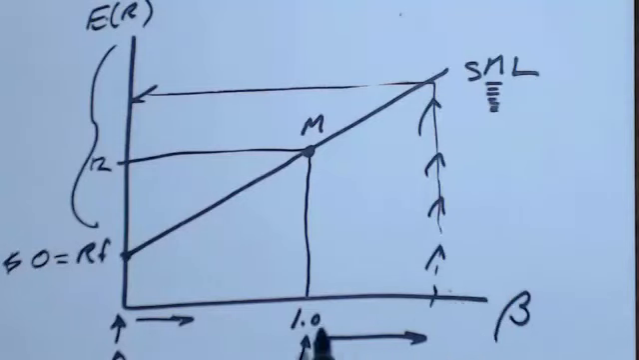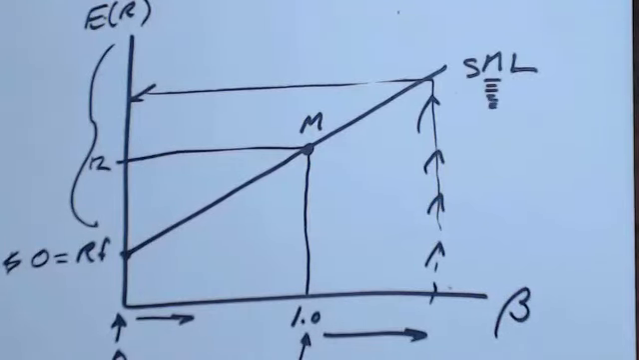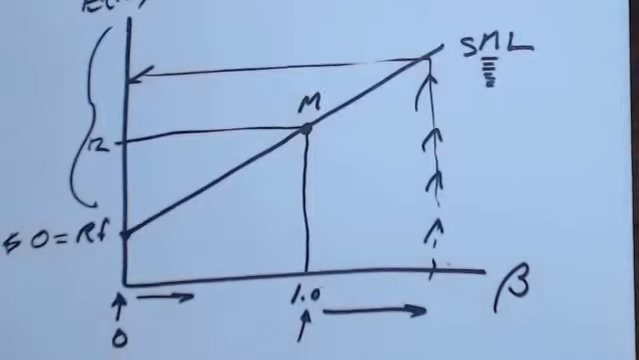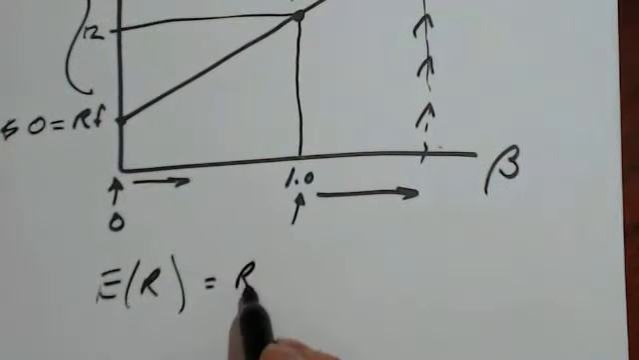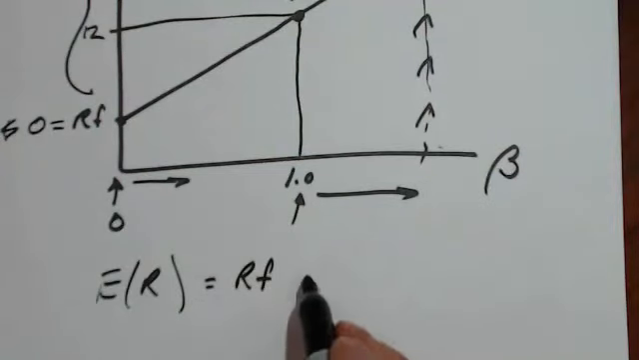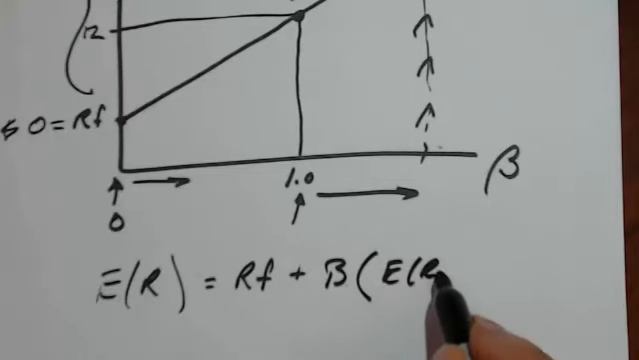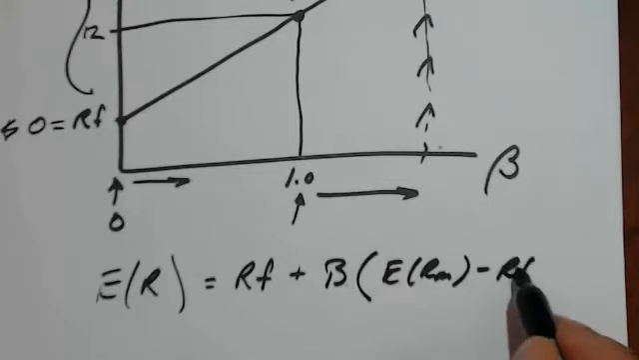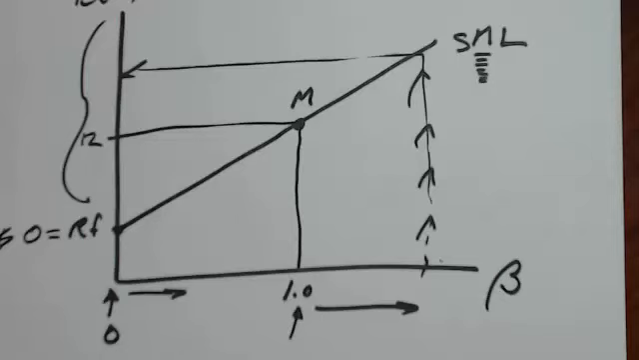So this tells you the more systemic risk you take, the more expected return you're going to get. And the equation for this graph is: your expected return on the stock equals the risk-free rate, which covers the opportunity cost of money, plus beta times the expected return on the market minus the risk-free rate. That's the formula for this graph and the security market line.